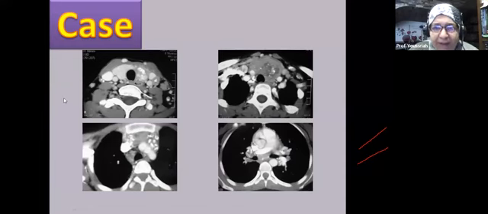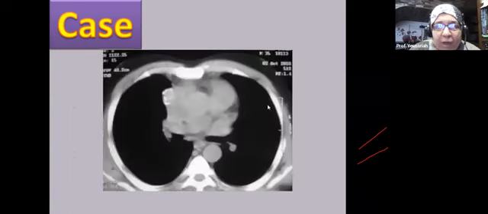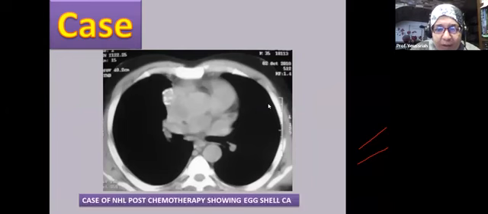Now, this is a case of cancer thyroid, left thyroid lobe, where the cancer shows irregularity and calcification, and there is metastatic lymphadenopathy extending through the whole of the mediastinum, showing punctate calcification. So now these are calcified lymph nodes from deposits. This is a case of lymphoma that took chemotherapy, and as you can see here, there is a pericardial lymph node with eggshell calcification. There is a very important point here: pericardial lymph nodes in general are a very serious finding, because pericardial lymph nodes usually denote malignancy, especially lymphoma.